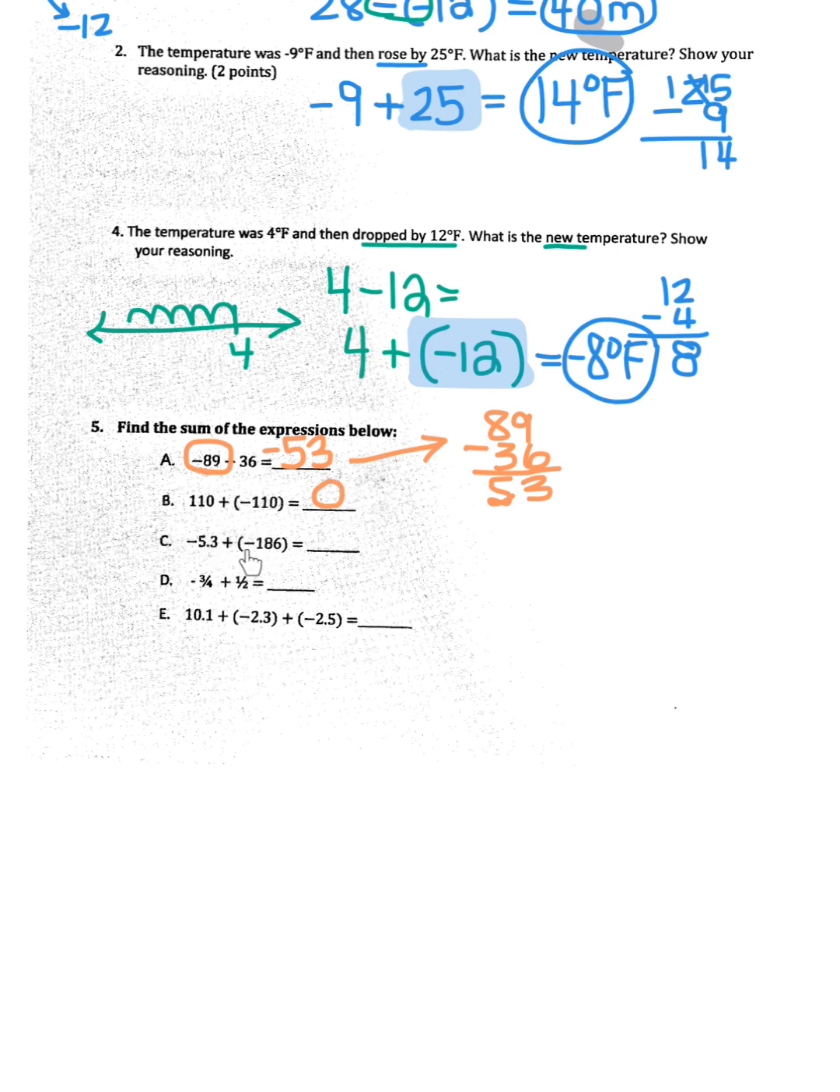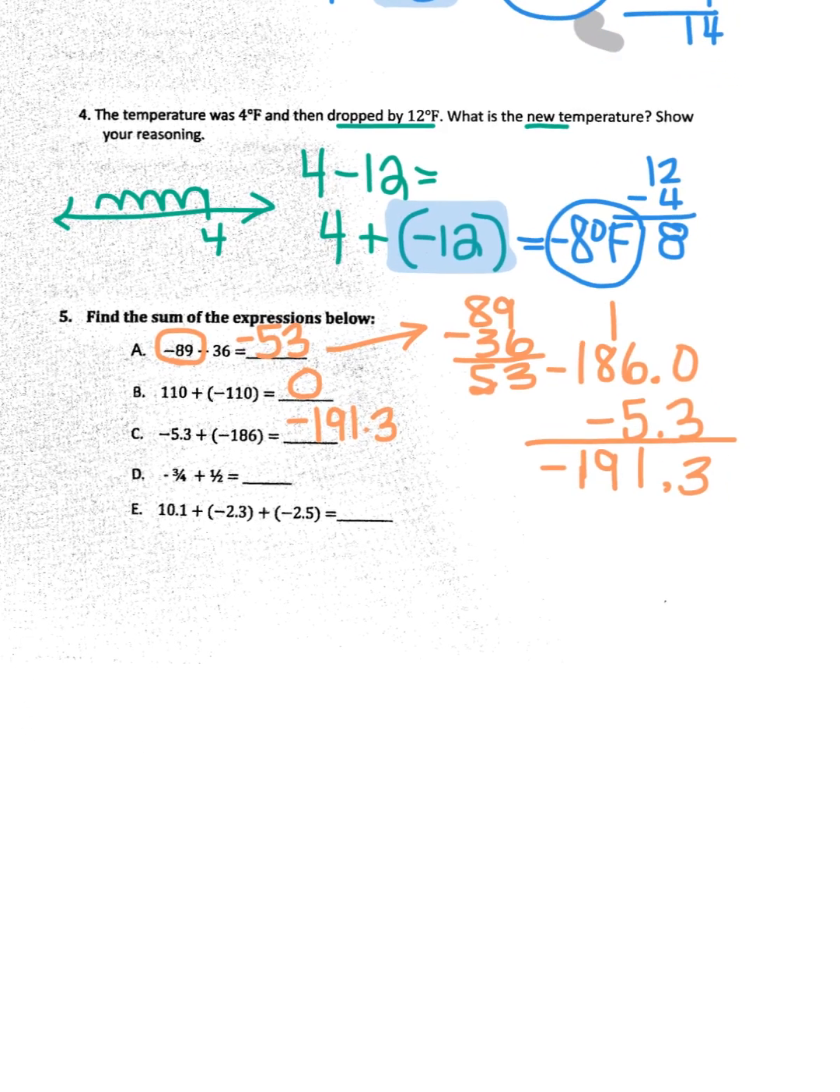Letter C, we have 2 negatives, so same signs, add and keep, right? Because I have something that's negative, and then I'm going more in the negative direction. So to add these up, I'm going to make 186 a decimal so that I can line up those place values. It's really important. And negative 191 and 3/10.